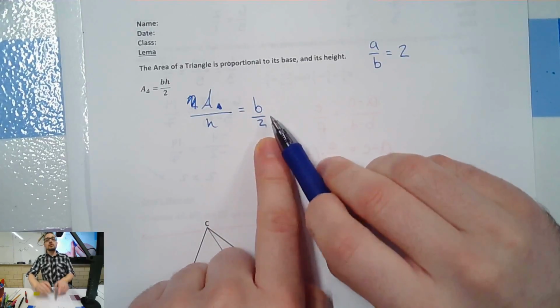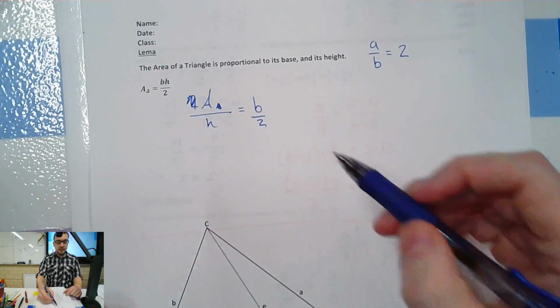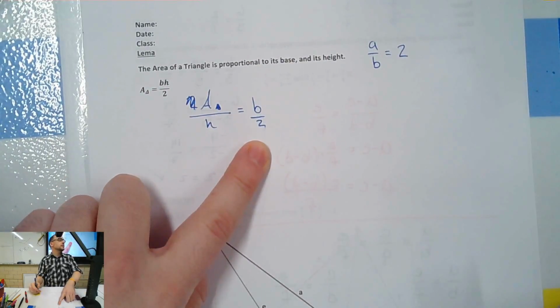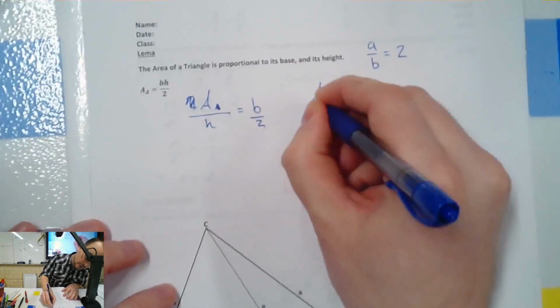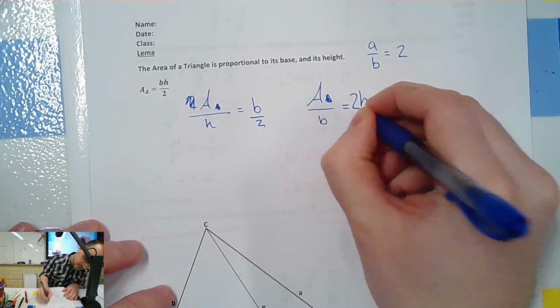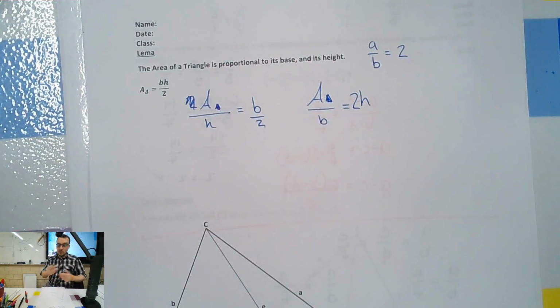some number. B over 2 is some number, right? If B was 10, the number would be 5, right? The relationship is whatever the base is divided by 2. I can also do the same thing with height, right? They're proportional. They relate.